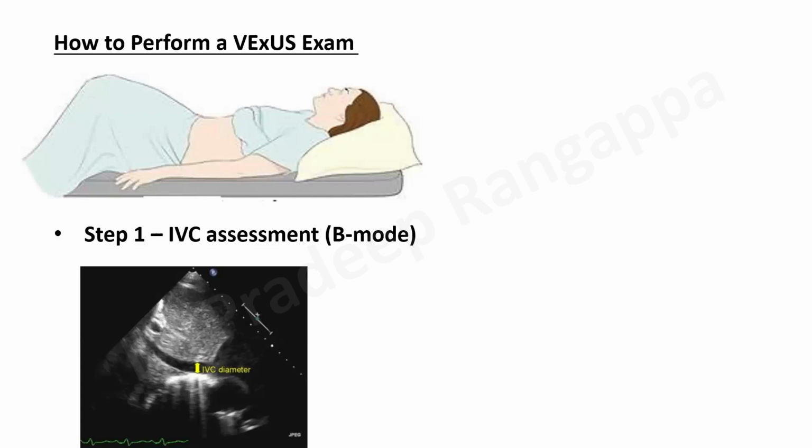So you put the probe at the subxiphoid, maybe 1 centimeter, 2 centimeters lateral to the xiphisternum, and you will get an IVC which looks like this, and you take a diameter. So that is the first step in VExUS. If the IVC diameter is less than 2 centimeters, then you know there is possibly no venous congestion. VExUS score is 0. So you don't need to proceed further.